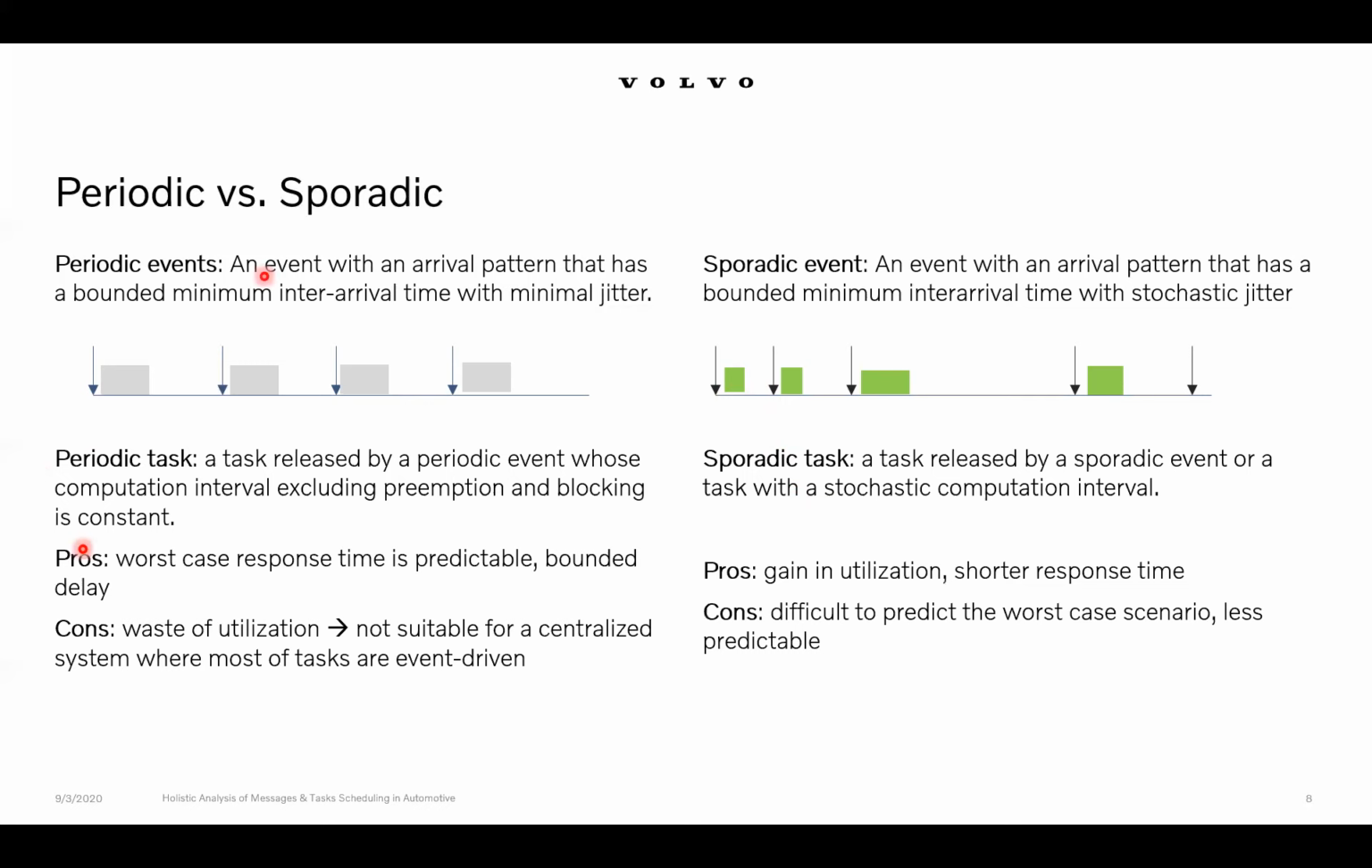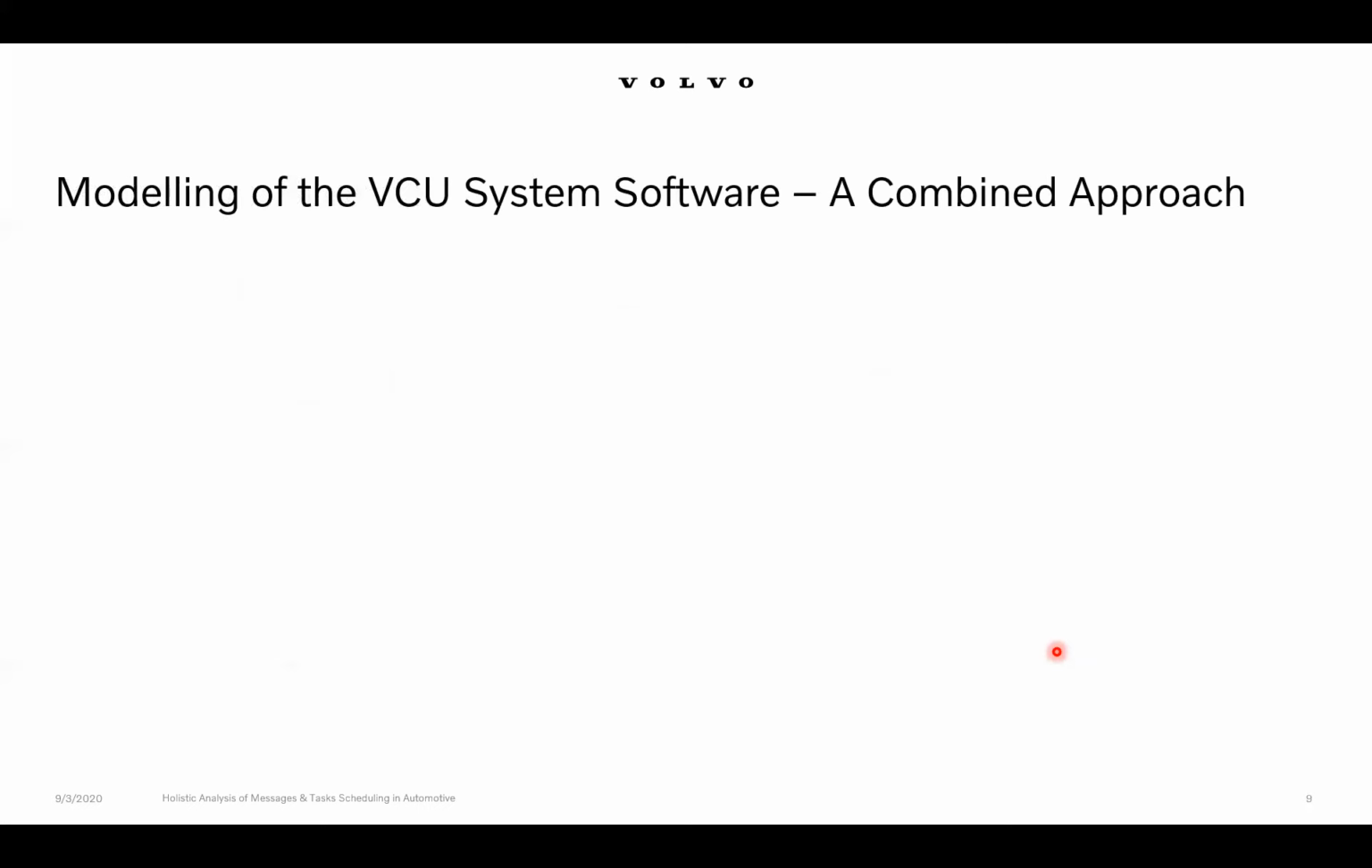So both of those have pros and cons, as I said. Periodic system is known for its predictability, but is a waste of utilization. Again, the sporadic system, we can maximize the utilization. We can have a shorter response time, but again, it's difficult to predict in the worst case scenario. So therefore, we are thinking of building a combined approach.